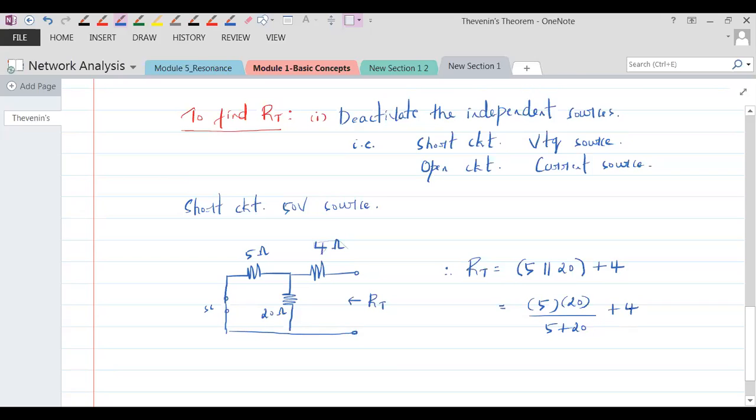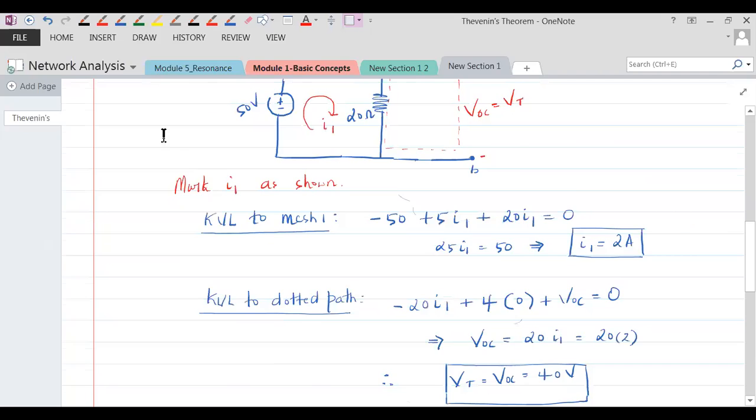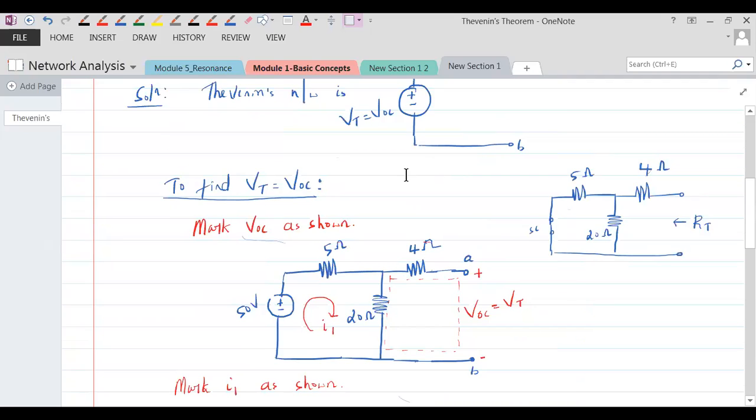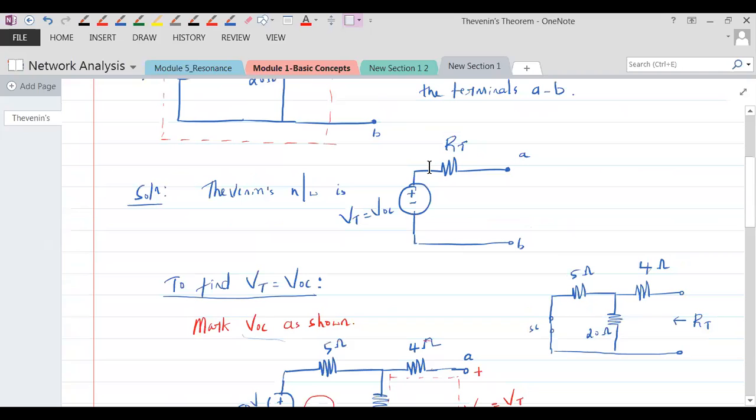So what is this equal to, everybody? What is RT? Okay, so it is going to be 5 into, this is 100 by 25, it's 4 plus 4. Your RT would be what? 8 ohms. Everybody understand this point? So what was needed that we have found out? We had to find out VOC, so that we have found out. We had to find out RT, that we have found out.